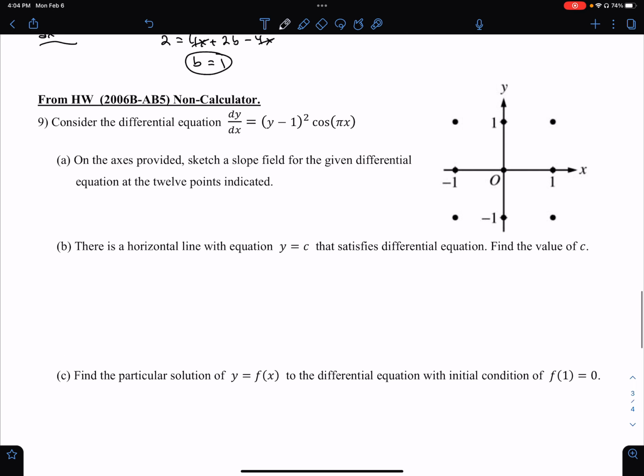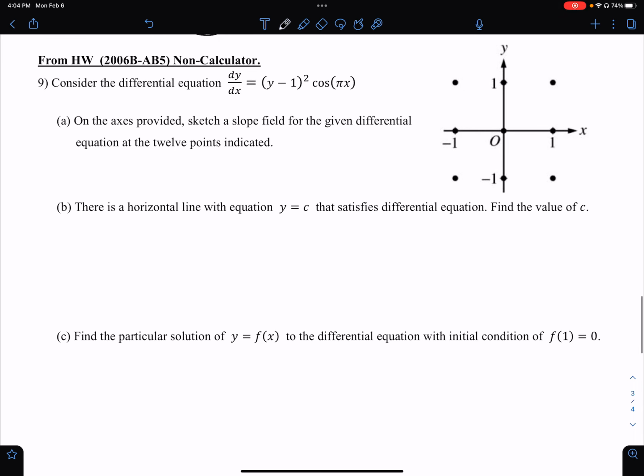And for number 9 here, this is actually on your homework, so I'm not going to do the whole thing. You want to do a slope field, we'll do that in a little bit. But what I want to do is take a look at part C here. This says find the particular solution. Now, in my first video in this day, we talked about a particular solution is basically saying solve the differential.